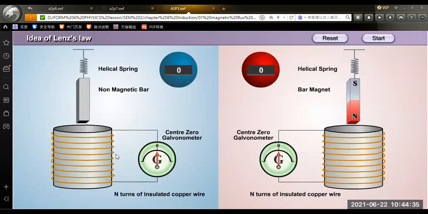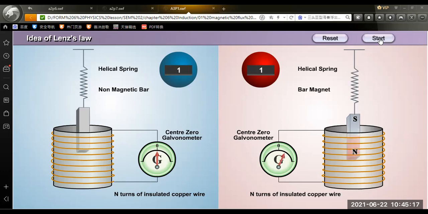Ladies and gentlemen, let's observe the next slide. The idea of Lenz's law. There is a non-magnetic bar and a bar magnet, both of them placed in the same coil or same type of solenoid. So what happens when the bar magnet or non-magnetic bar oscillates in the solenoid? We notice that if the magnet oscillates inside or near the solenoid, a current is produced, but the non-magnet will not produce any current.